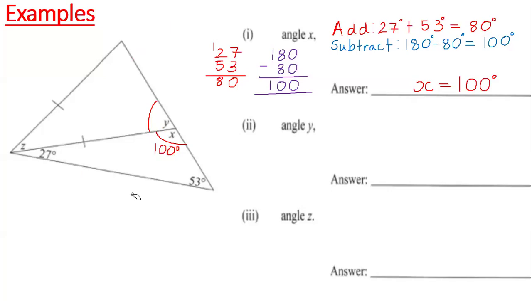Would it be 27? Nope, it would not be 27. 180? It would not be 180. That's because they are separated from each other. How are we going to get y? 60. Y is not 60. You have to take away 100. No. Anyone want to try? How are we going to get y?